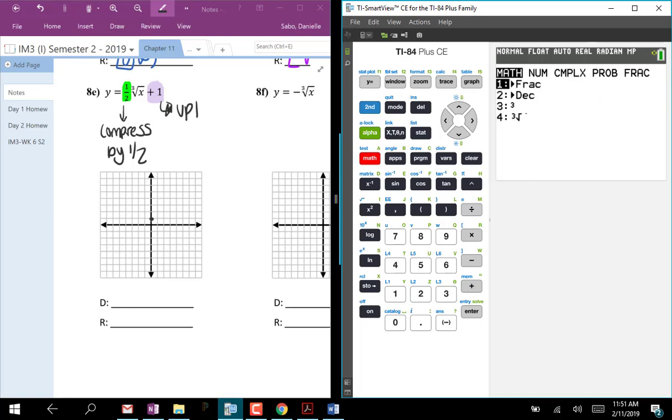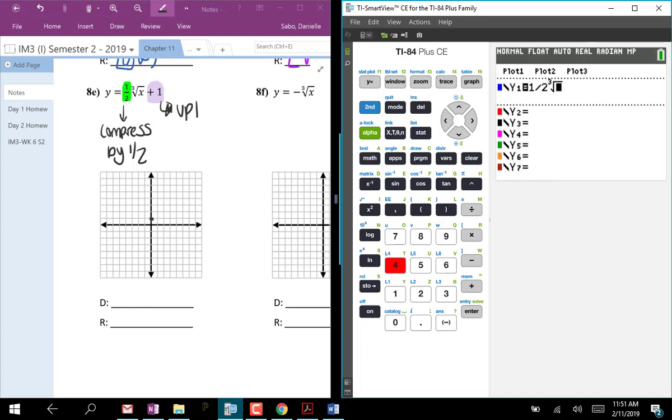Then you press math, and you see it right there, number 4. Number 4 will get you the cube root of x. But if you look here, you're kind of stuck inside this radical now. The only way to get out of the radical in your calculator is to go right and press +1. So it should look like that. Press graph.